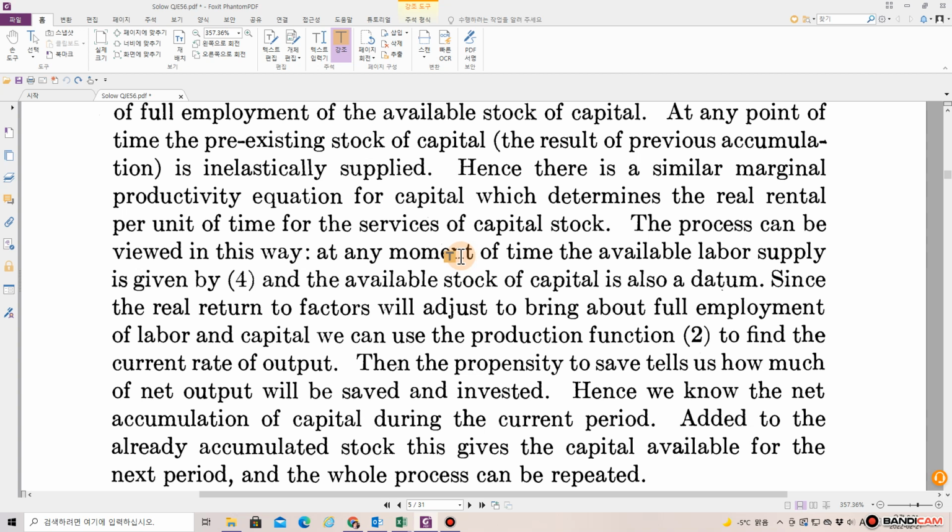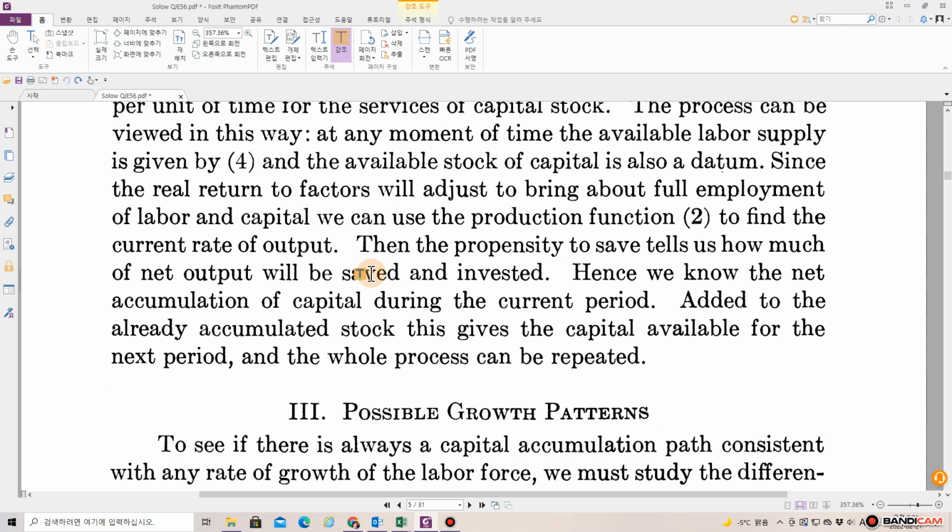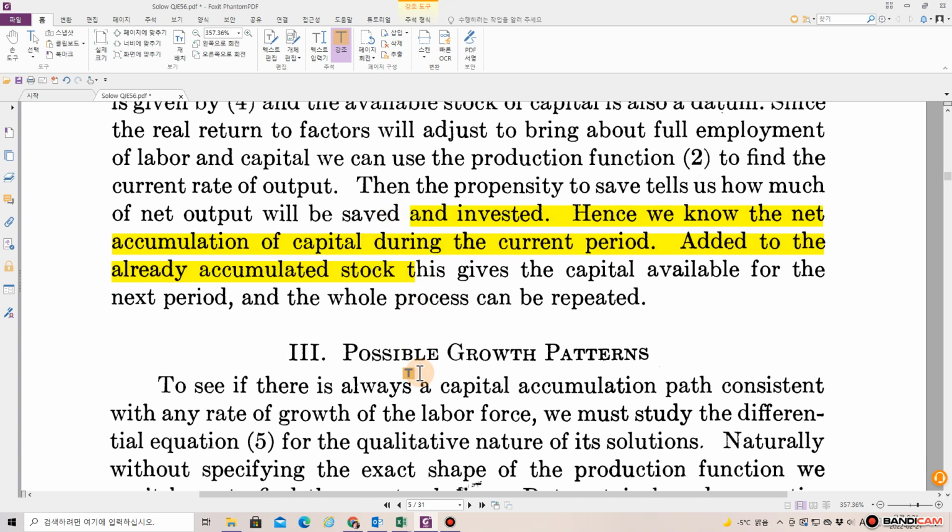The process can be viewed in this way. At any moment of time, the available labor supply is given by 4, and the available stock of capital is also a datum. Since the real return to factors will adjust to bring about full employment of labor and capital, we can use the production function 2 to find the current rate of output. Then the propensity to save tells us how much of net output will be saved and invested. Hence, we know the net accumulation of capital during the current period. Added to the already accumulated stock, this gives the capital available for the next period, and the whole process can be repeated.